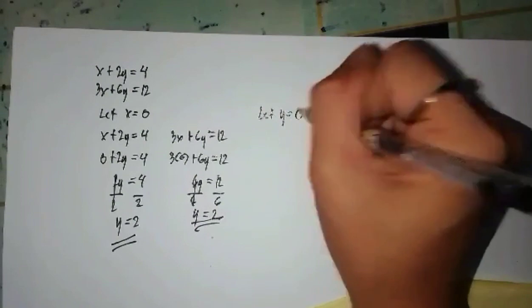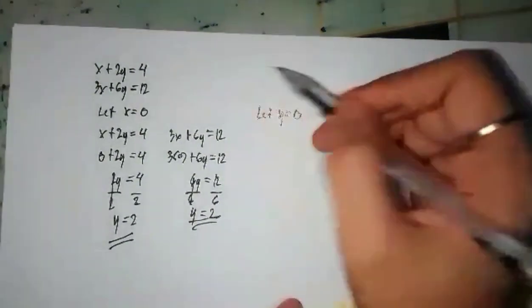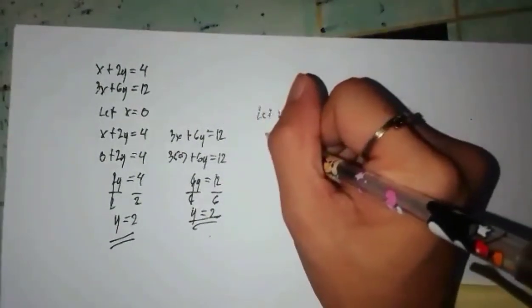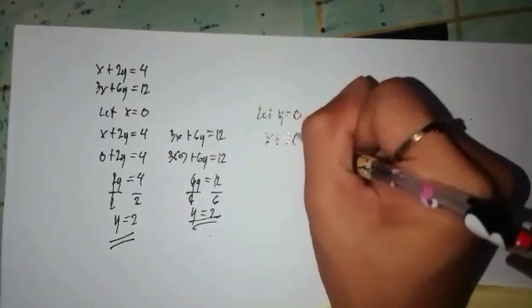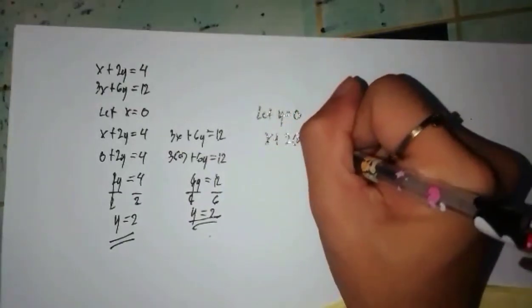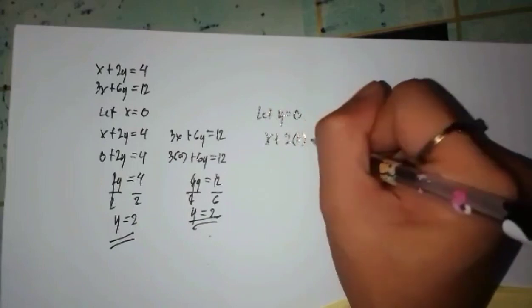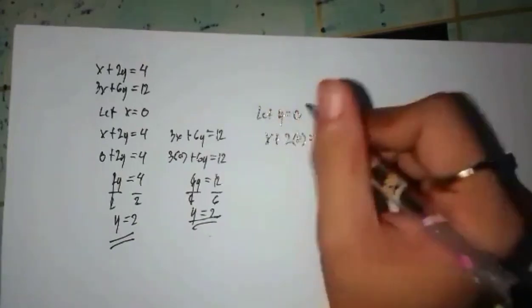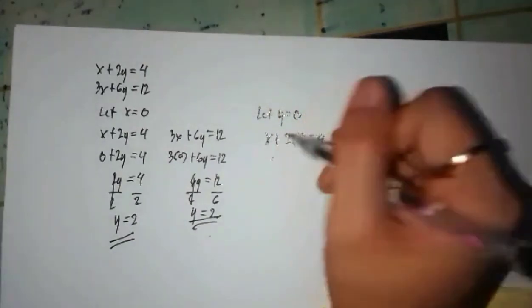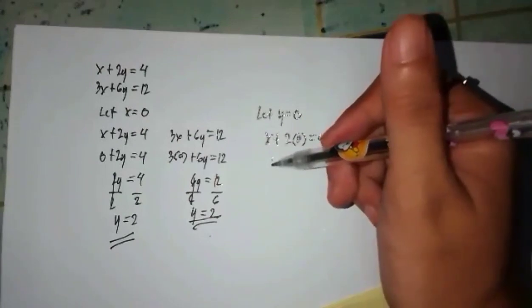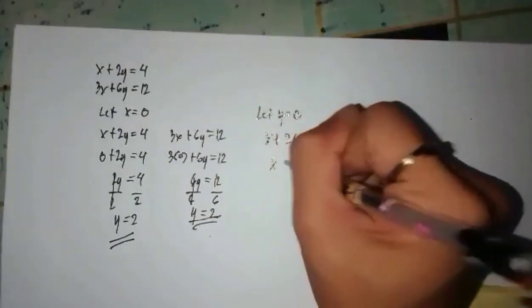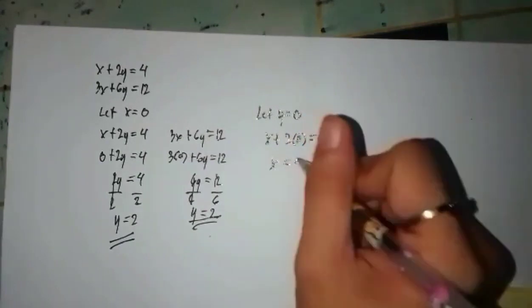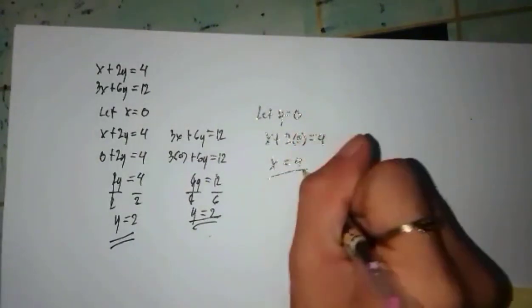So, dirian na punta sa let y be 0. Same lang sa first equation ta. X plus 2 times 0 na ni siya. Then, mahibilin kay si x and 4. So, automatic na nga ang x nimo is 4.